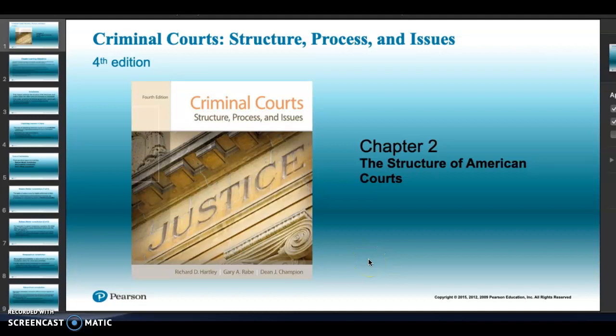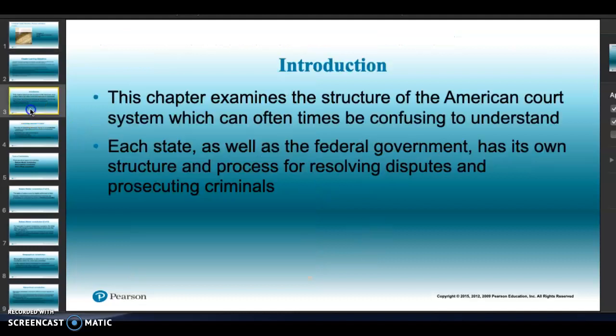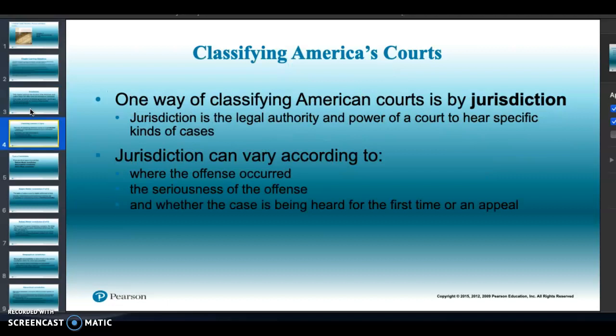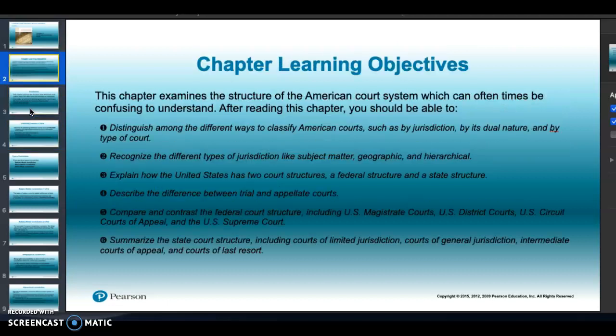Hi everyone, so we're back with chapter 2. We're going to look at the American structure of courts today. And we have our introduction as well as our learning objectives.